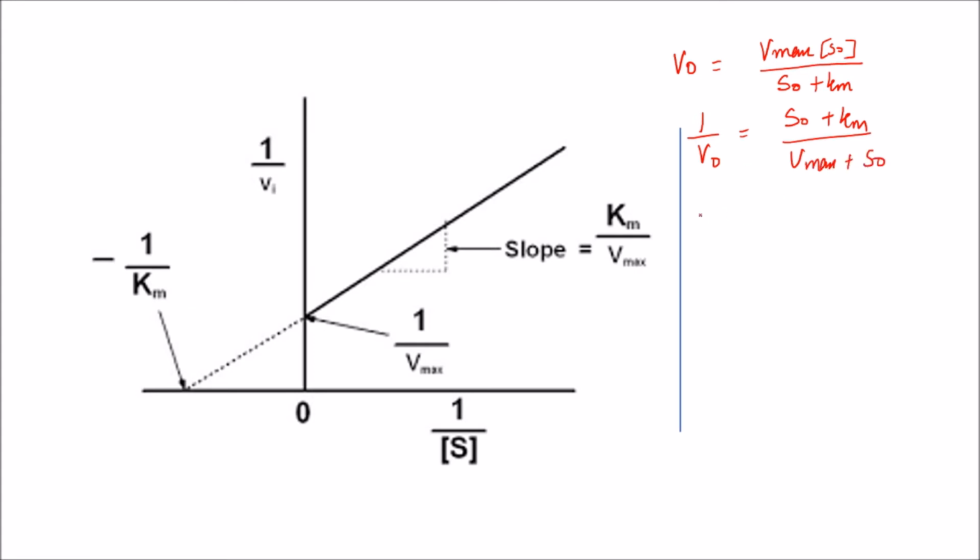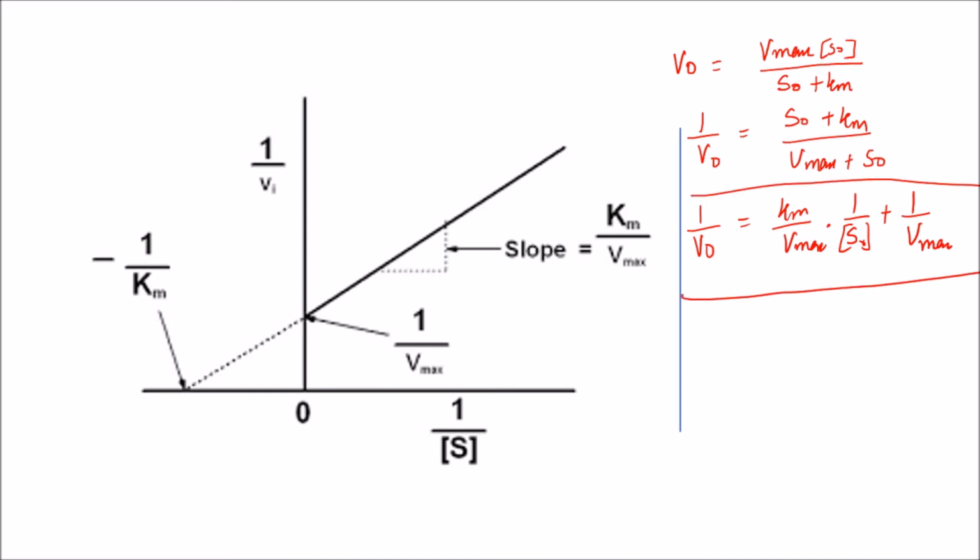Now I simplify this equation, better I will take this in the form of Km by Vmax into 1 by S naught plus 1 by Vmax. When I simplify this, I will get this equation. You can simplify it by yourself. So what we get when we plot a graph between 1 by V naught versus 1 by S naught, what will we have?